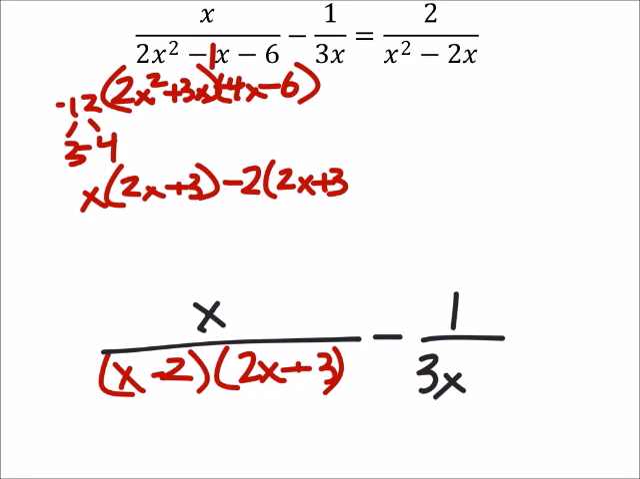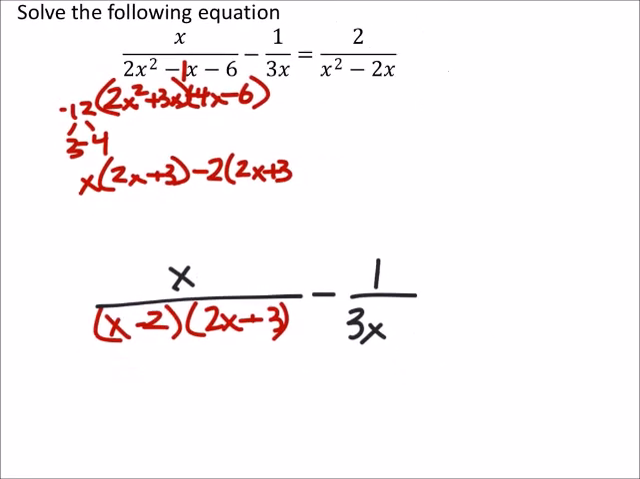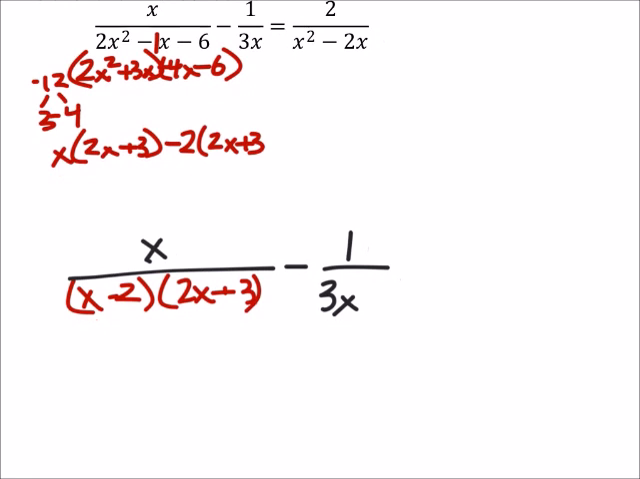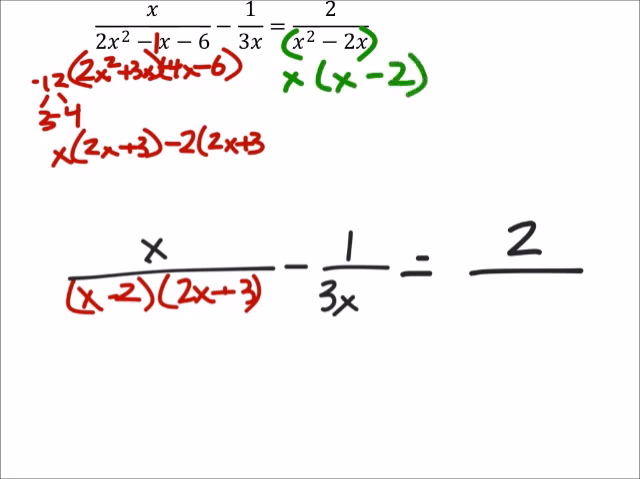And that should equal, I should give myself more space. That will equal 2 over, I can factor out from these two terms an x, leaving me with x minus 2. So that's our denominator there.